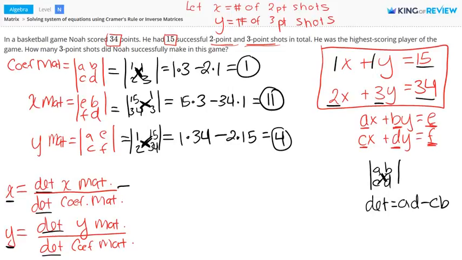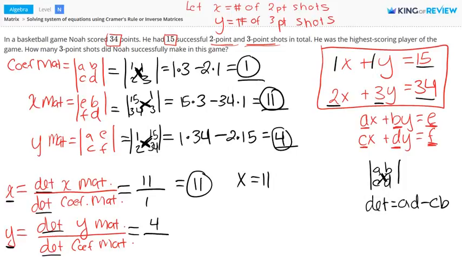So solving for x, we have the determinant of the x matrix, that's 11, divided by the determinant of the coefficient matrix, that's 1. So x equals 11. Solving for y, we take the determinant of the y matrix, that's 4, and divide it by the determinant of the coefficient matrix, that's 1. So we get 4. y is equal to 4.